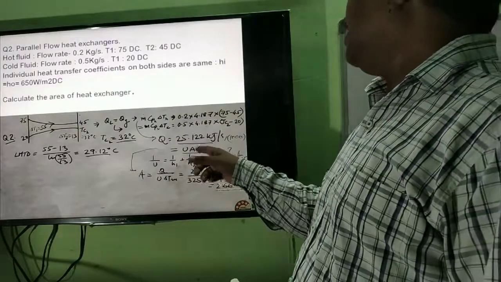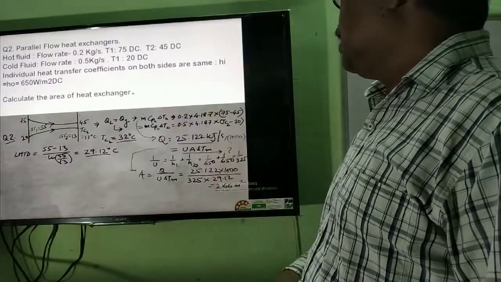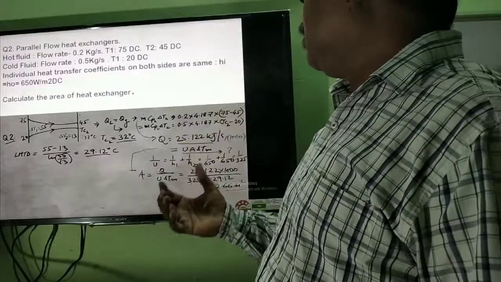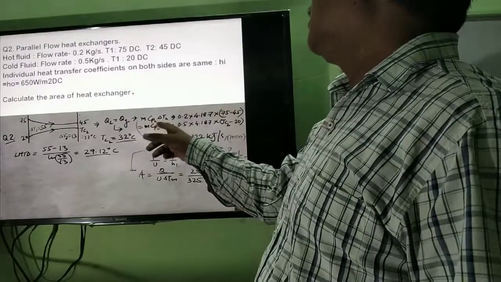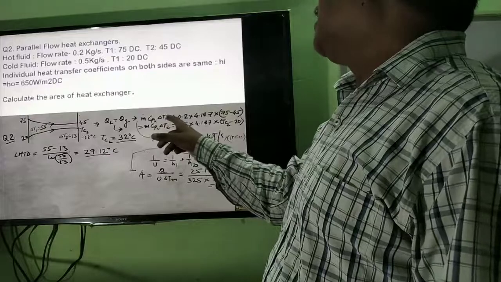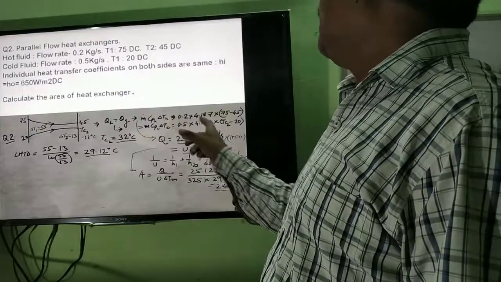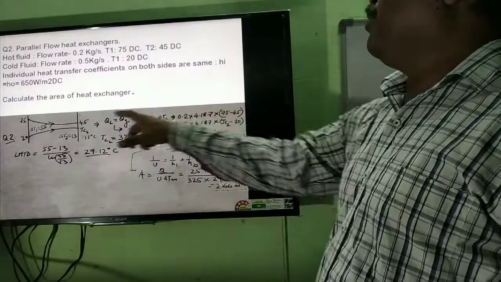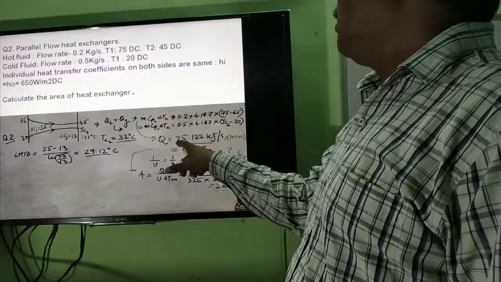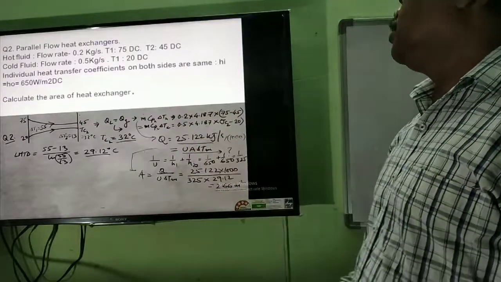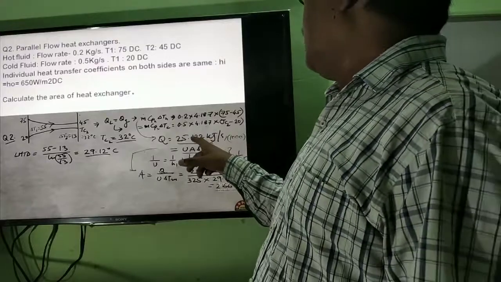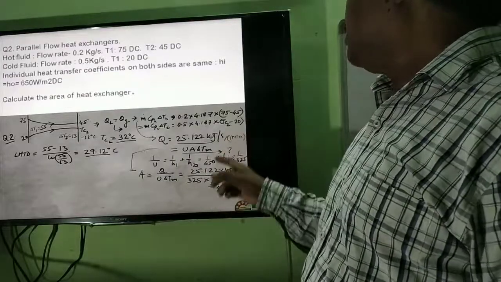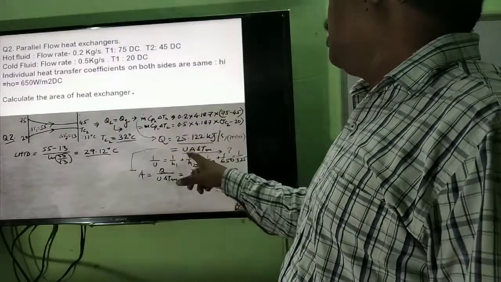Okay. Second, we need LMTD and Q. For finding out Q, this is the formula: m, specific heat capacity, and temperature difference. Hot fluid equal to cold fluid. So it is given for the hot fluid 0.2, 0.4, 0.8, then 75 minus 45. So you can find out total heat equal to 25.22 kilojoule per second. Okay. So convert kilojoule into joule for the SI system, multiply by 1000. So Q you already got.